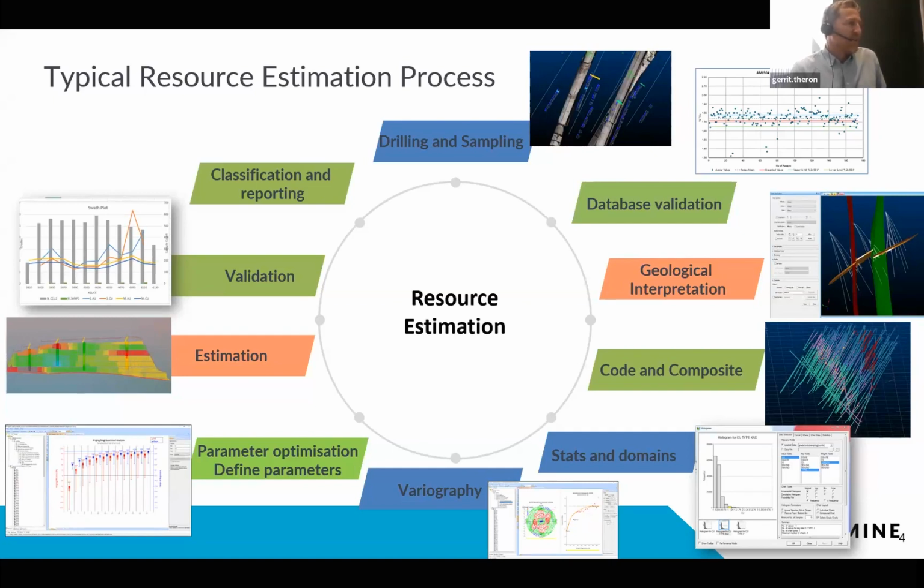After that, we go and validate it and make sure that our estimation is good and we're happy with it. And then we can move on to classification and reporting and all the tasks that involve that. So that's a very simplified summary of the resource estimation process. And as I said, I'm going to focus more on the parameter optimization phase in that green box down there.